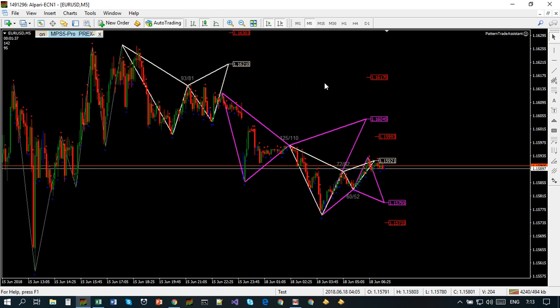The strategy is very simple. Let me call it the 10-6 strategy. Why is it 10-6? First, it is 10 pips for your stop loss, and it is 6 pips for your take profit, regardless of the pattern size, regardless of anything else.